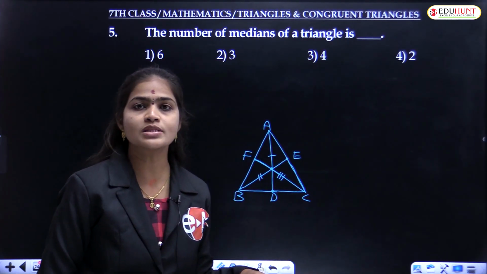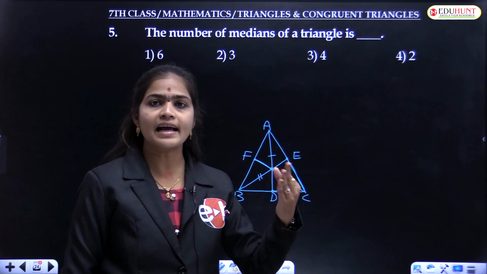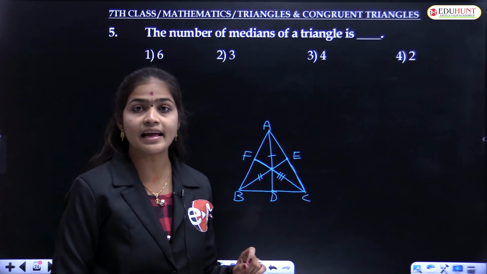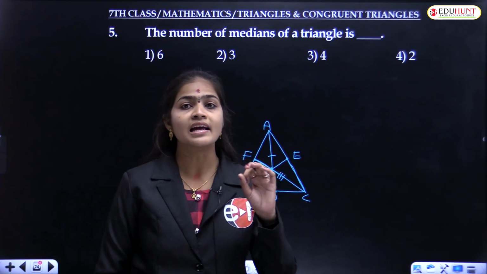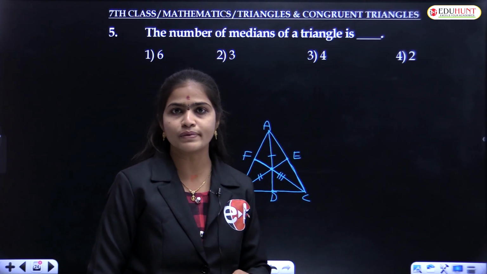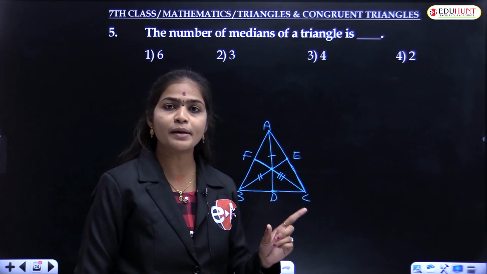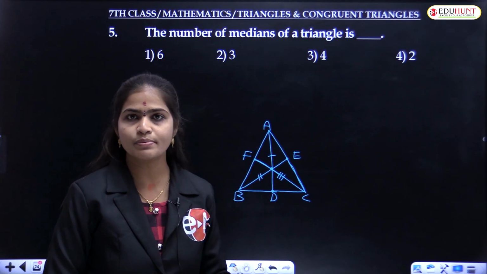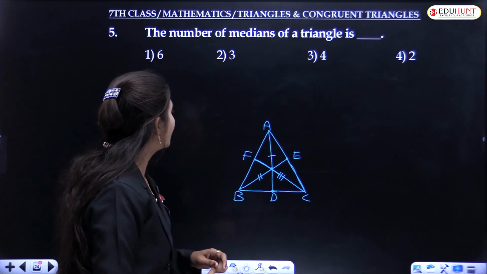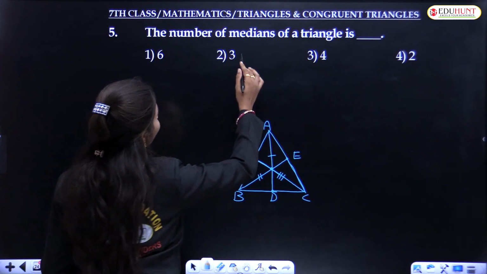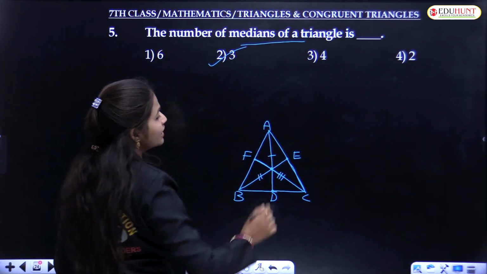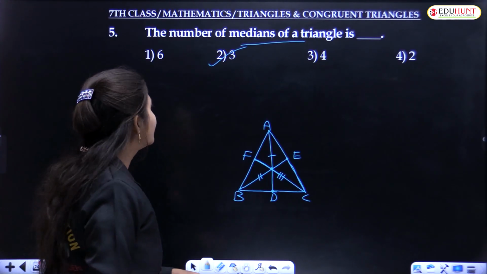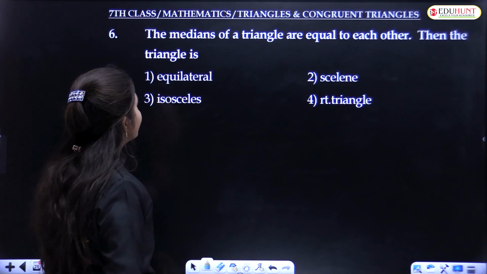How many altitudes can we draw in a triangle? Yes, 3 altitudes. How many internal angular bisectors can we draw in a triangle? 3 internal angular bisectors. As well as how many perpendicular bisectors can we draw in a triangle? 3 perpendicular bisectors. So here our answer for the number of medians of a triangle is 3. Is it clear, children? Yes. So see the next question.